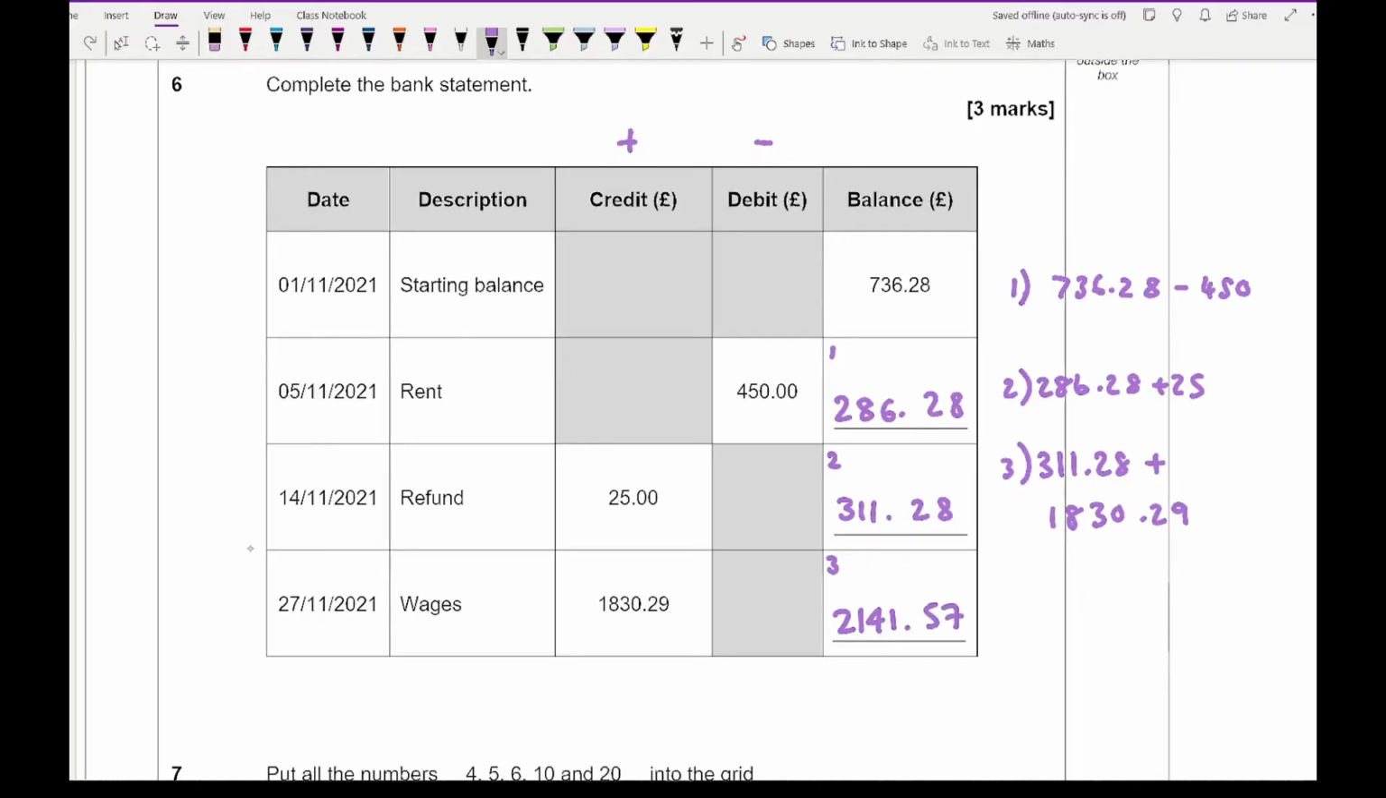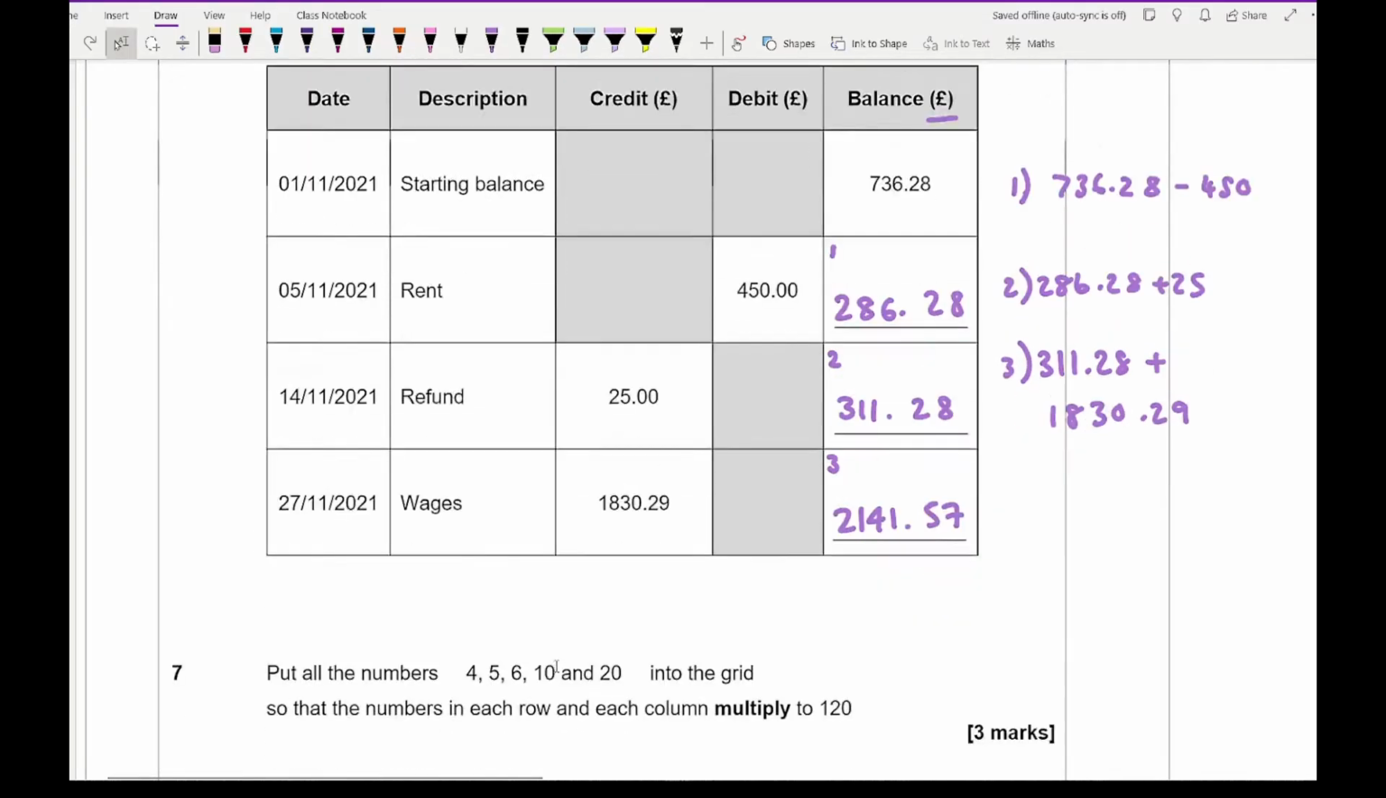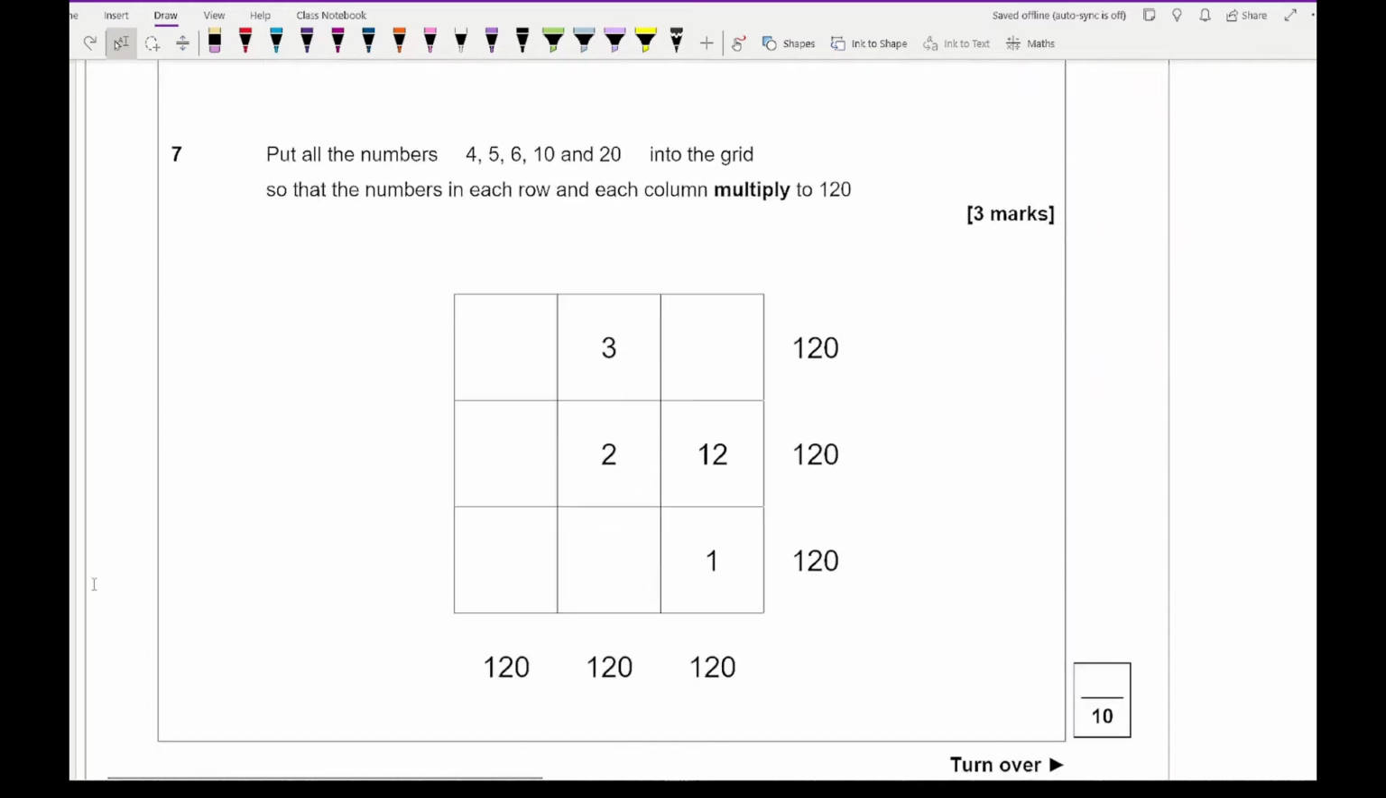0.57. And there we go. And again, don't worry about the pound sign if you've missed it off, or if you do add it, because it's already written in our column heading. For number 7, it says put all the numbers 4, 5, 6, 10 and 20 in the grid so that the numbers in each row and each column multiplied to give us 120.